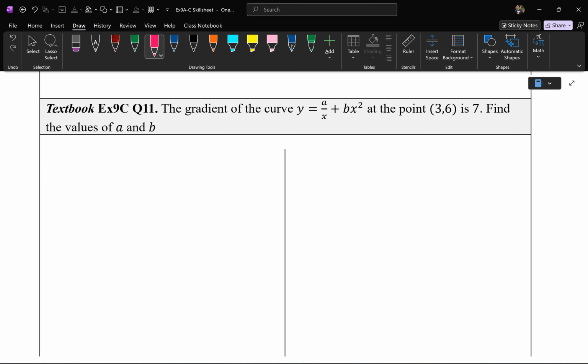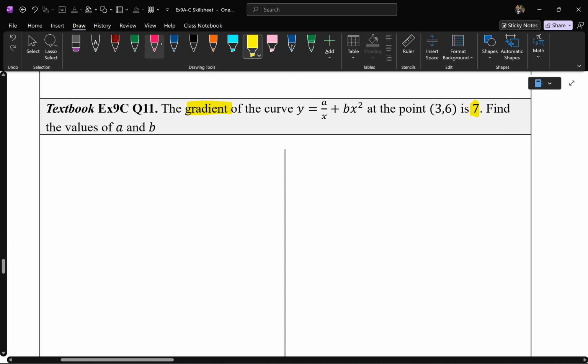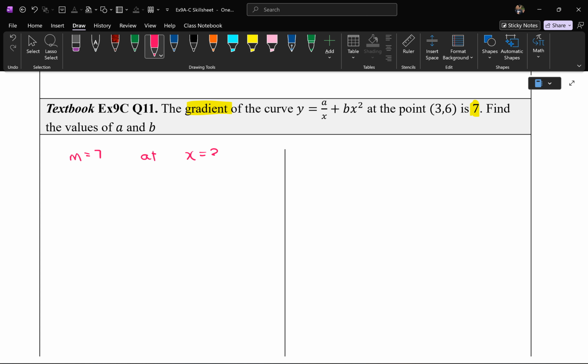So here we go. The gradient of the curve y equals a over x plus bx squared at the point 3, 6 is 7. Big line, but they're just saying gradient is 7. So m equals 7 at x equals 3. That's what I'm taking out of it. So I know there's a y value there, but really it's just saying at x equals 3, gradient is equal to 7. But how do you find the gradient? We know the gradient is just the derivative, so dy/dx must equal 7. What is dy/dx though?